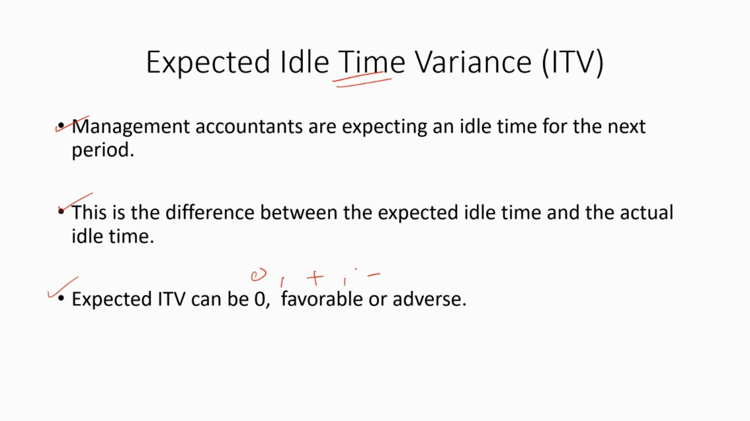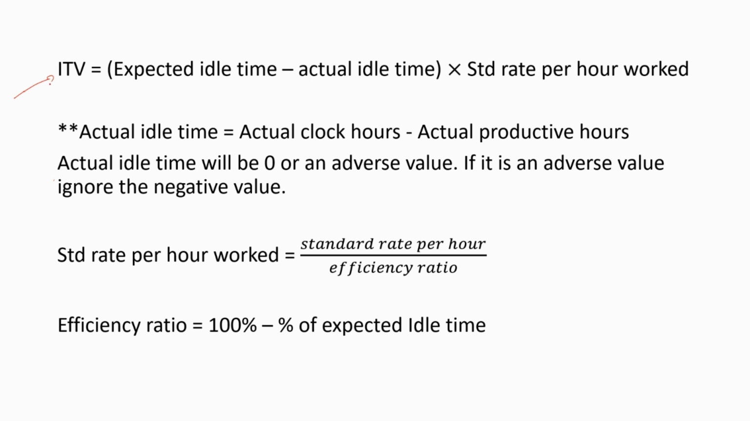If you remember, if the business is not expecting idle time, the idle time variance can only be 0 or a negative value. But here the expected idle time variance can be 0, a positive value, or a negative value. This is the equation we can use to calculate the expected idle time variance, which is equal to expected idle time minus actual idle time multiplied by the standard rate per hour worked.